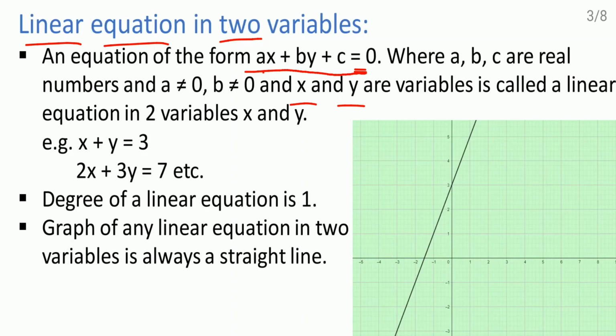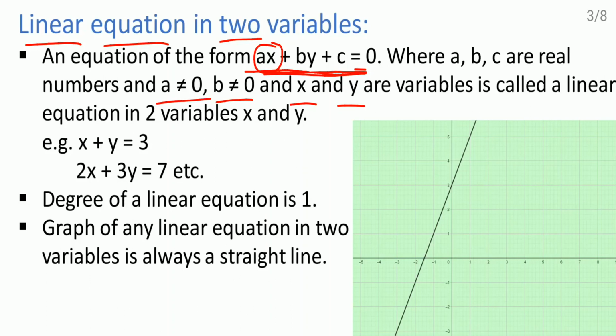And this one is the standard format of the linear equation in two variables. The condition you have to remember, what is that? a and b should not be equal to 0. If a will become 0, imagine a is 0. That means this term will become 0. An equation will be only in one variable which we don't want. That's the reason what we said. a and b should not be equal to 0.